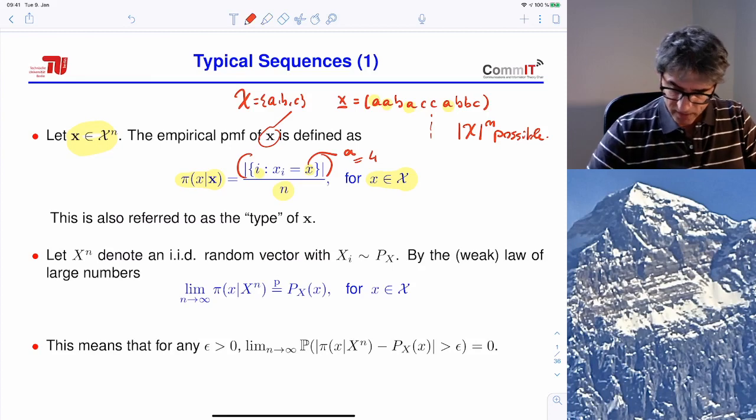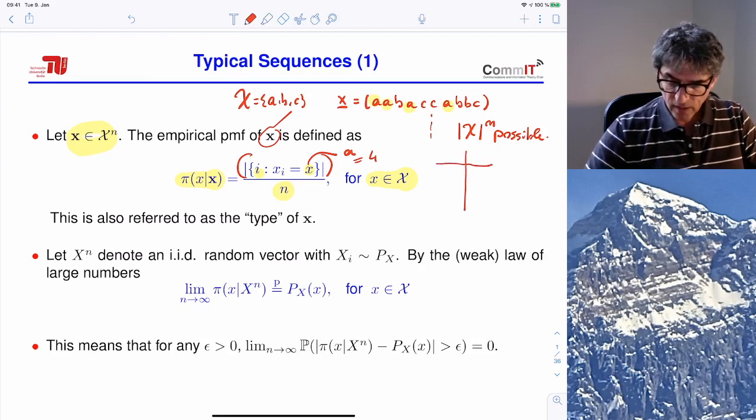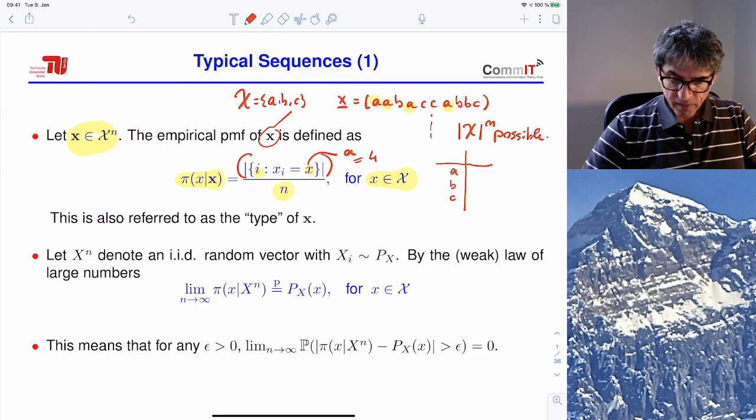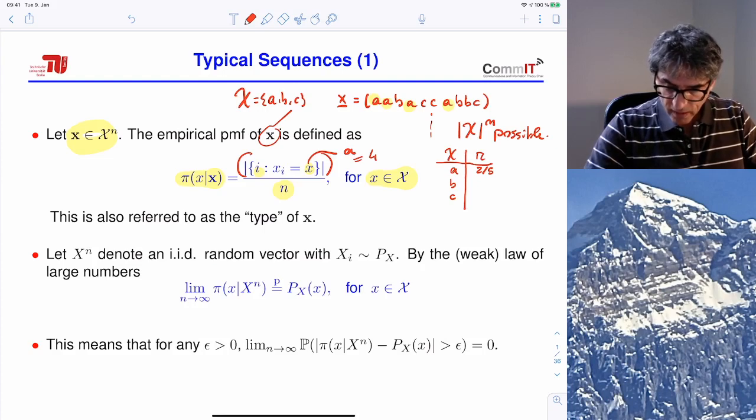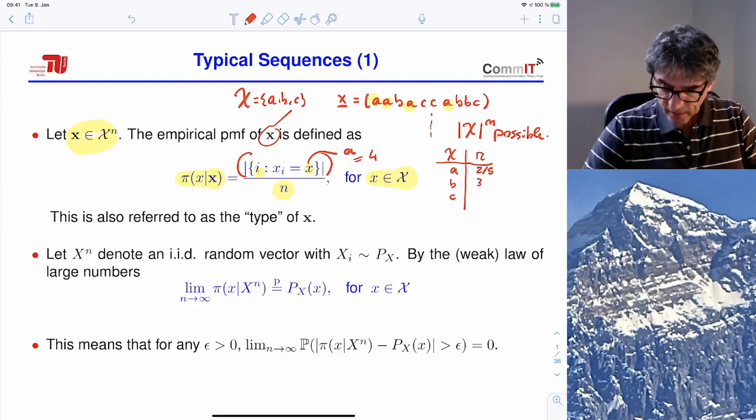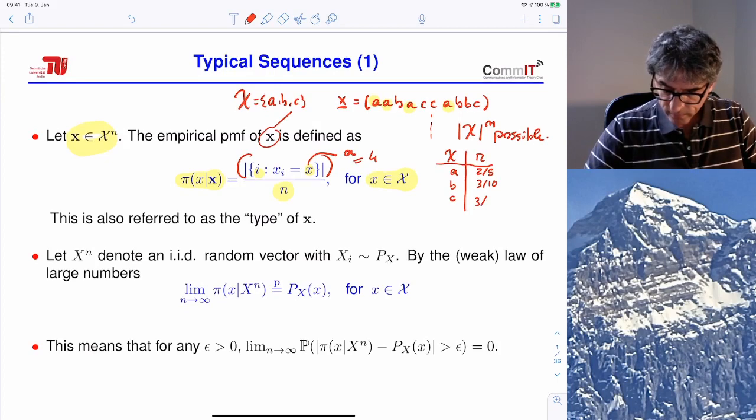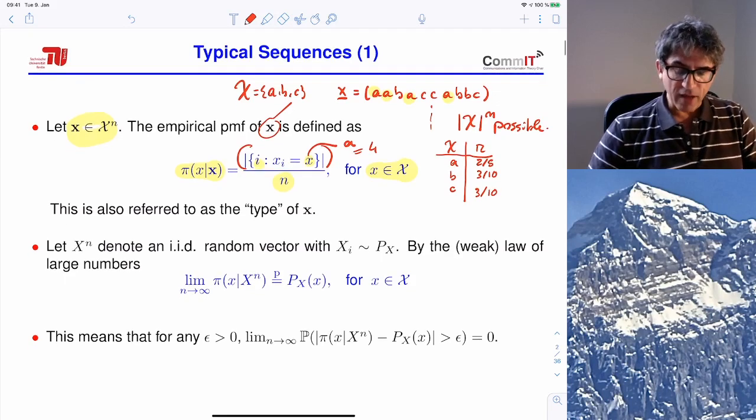In my example, for this specific sequence, for the letters A, B and C, we said already that the empirical frequency of A is 4 divided by 10, so it is 2/5. So this is the alphabet X, and this is the empirical frequency pi. For the letter B, I have 1, 2, 3, so I have 3 over 10. And for the letter C, 1, 2, 3, I have 3 over 10. So this is clearly something that is defined for every fixed sequence on a given alphabet.